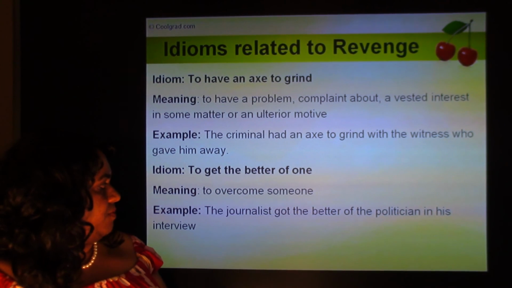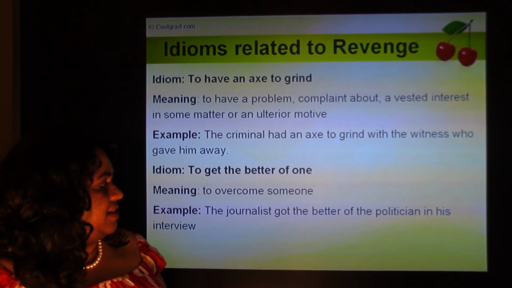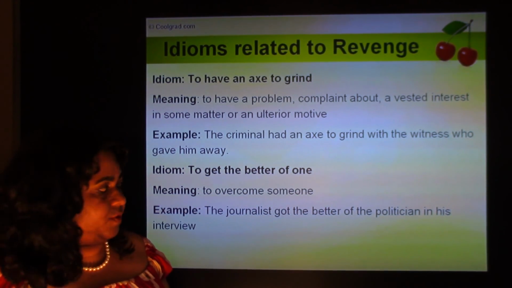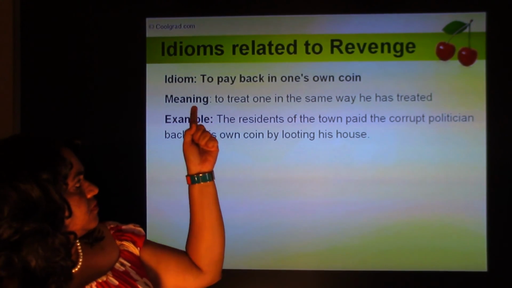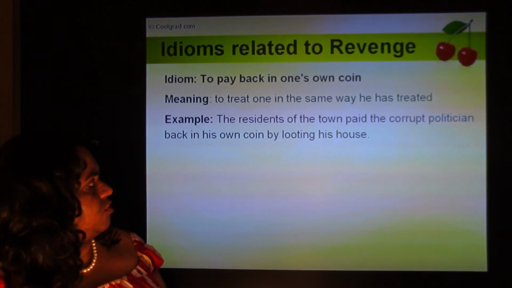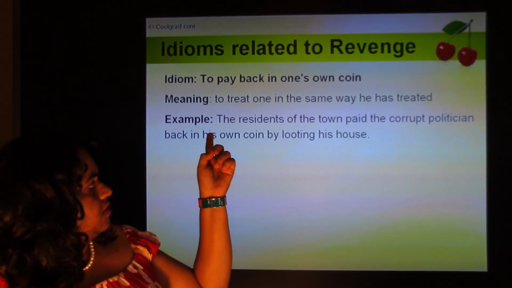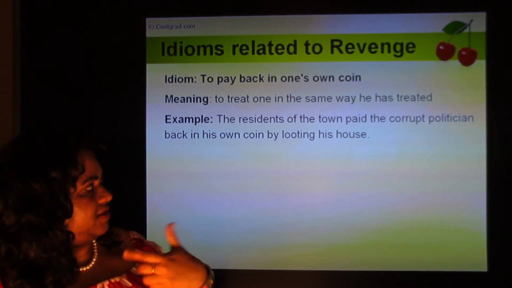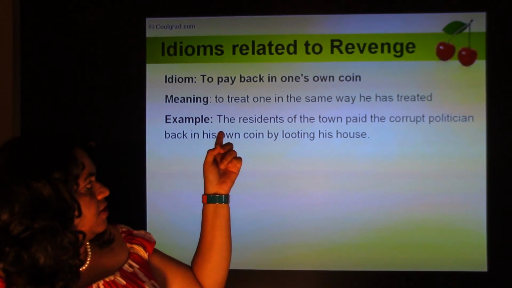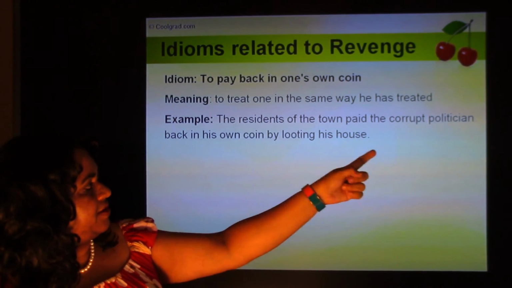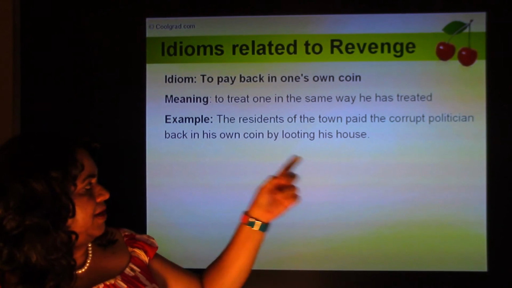To get the better of someone means to overcome someone. The journalist got the better of the politician in his interview. To pay back in one's own coin means to treat someone in the same way that he has treated others. For example, the residents of the town paid the corrupt politician back in his own coin by looting his house.